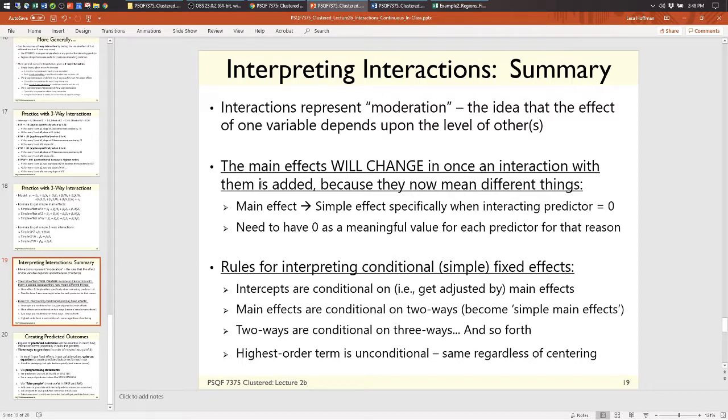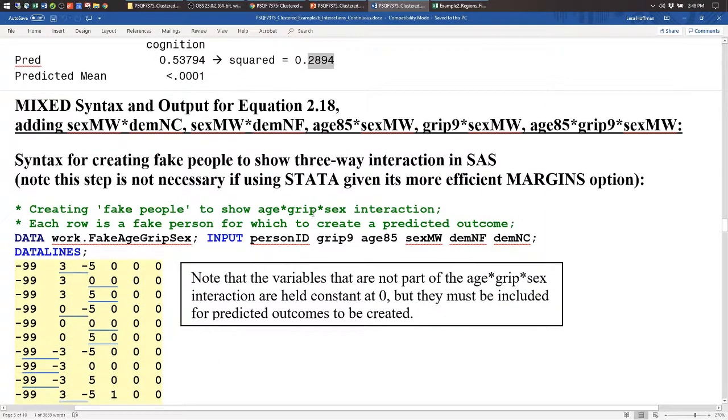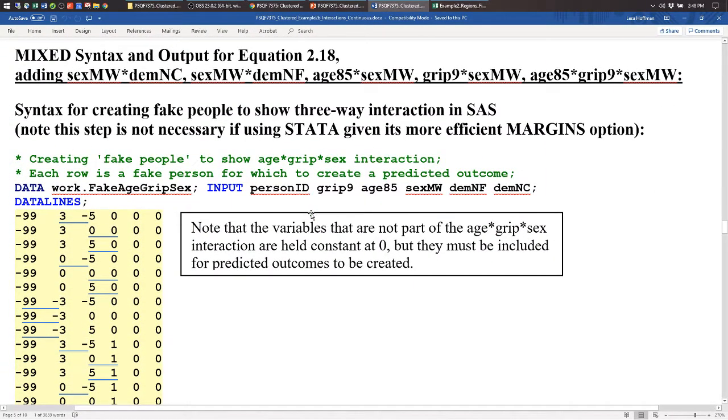All right, so that's the summary of that. Let's see it in action. Adding a couple terms to the model here. So I'm adding an interaction of gender by dementia group so that it matches the model in the book. We'll talk about that in the next example. And I'm also adding age by gender, grip by gender, and age by grip by gender. So those three are the ones that we're focusing on.